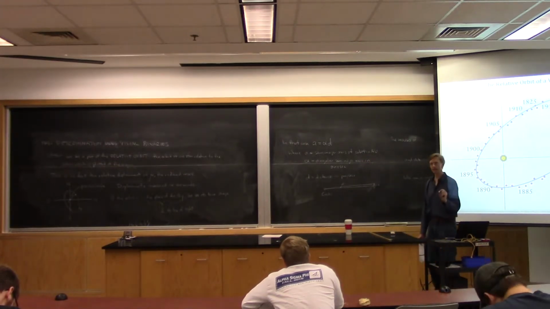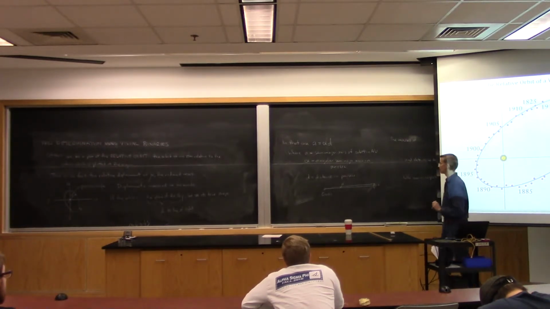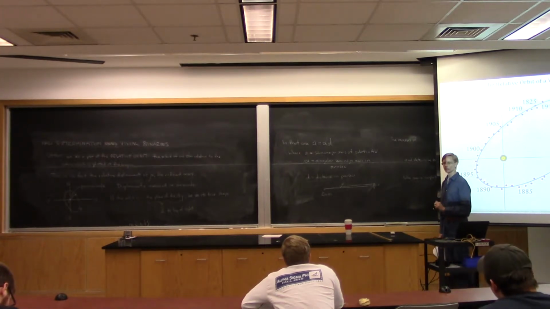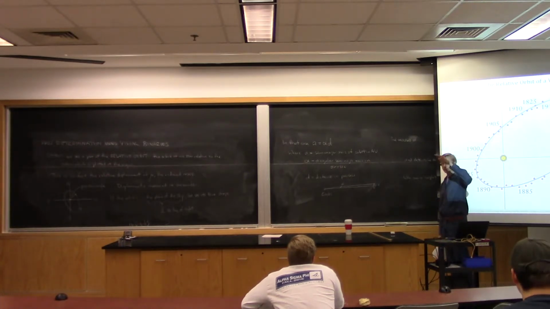Because remember, by definition, 1 AU subtends 1 arc second from a distance of 1 parsec. So we have a simple relationship that the semi-major axis in AU is the distance in parsecs times the apparent semi-major axis in seconds of arc. How convenient.